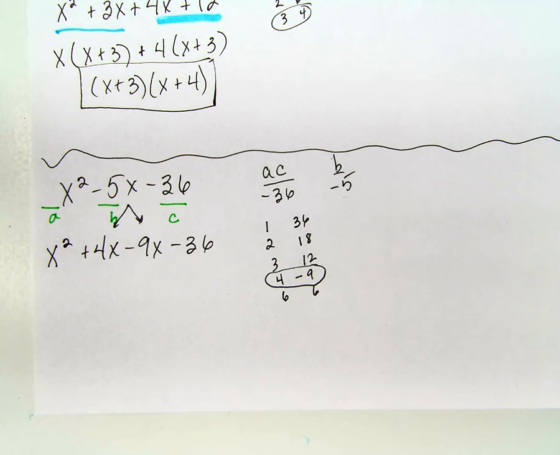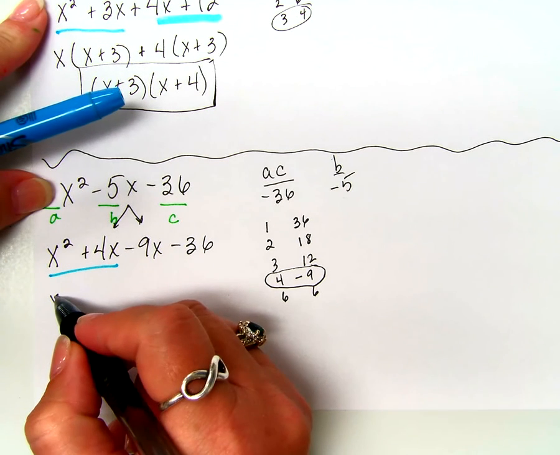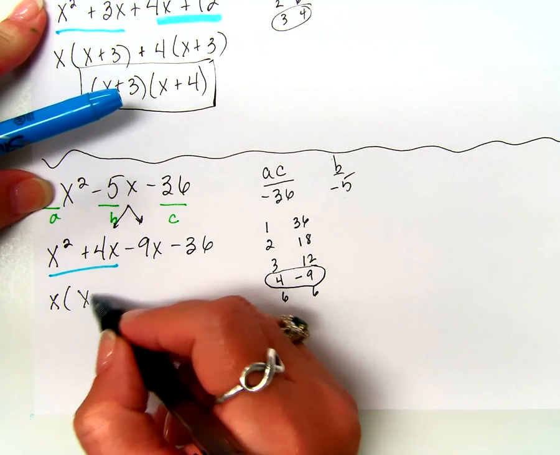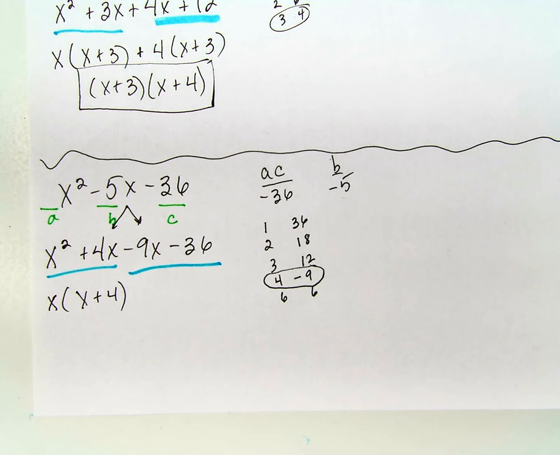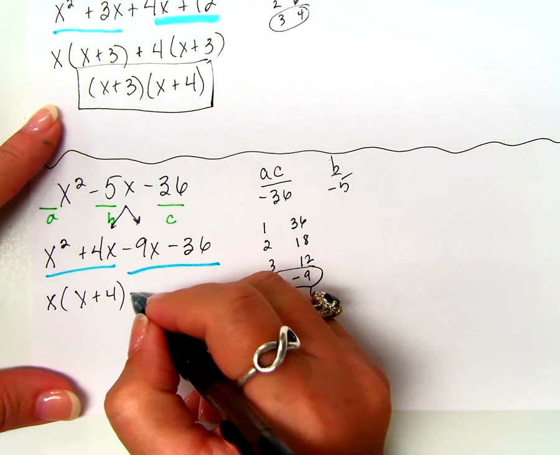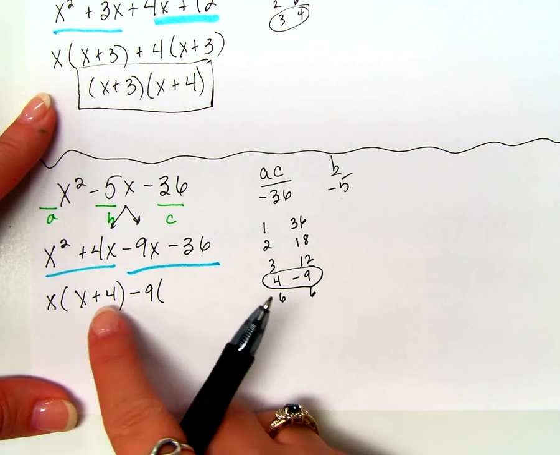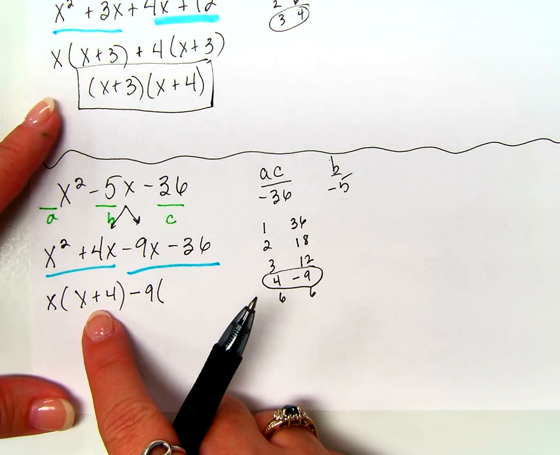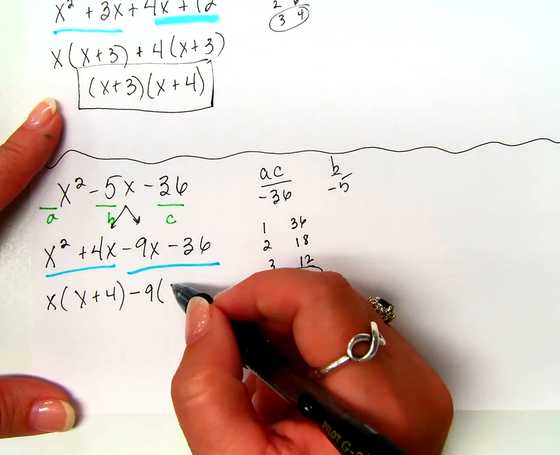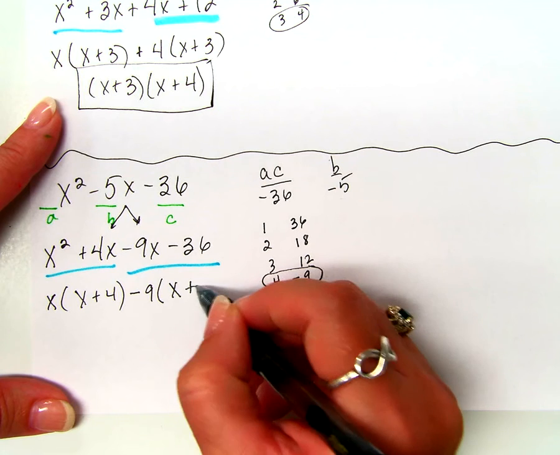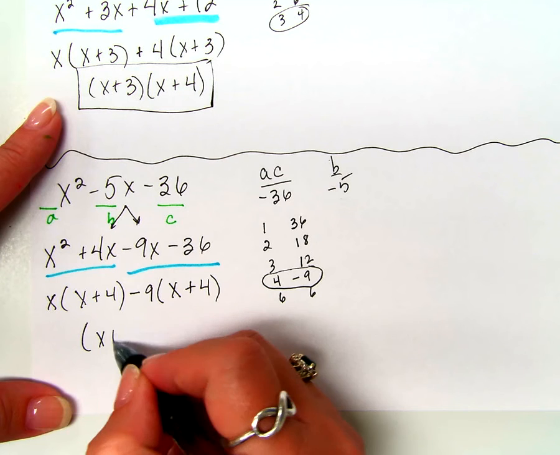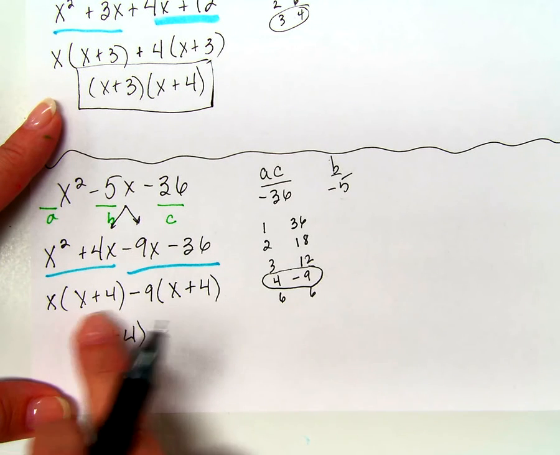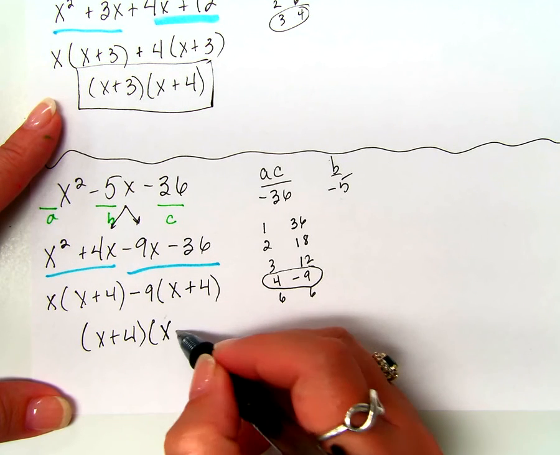So, what's common? X. What's left? X plus 4. What's common? Ooh, which one? Is it 9 or negative 9? Negative 9, right? Why am I choosing negative 9 and not positive 9? I need my x plus 4 here. And do I get it when I divide by negative 9? X plus 4. Do these two terms have something in common? X plus 4. If I factor out an x plus 4, what am I left with? X minus 9.